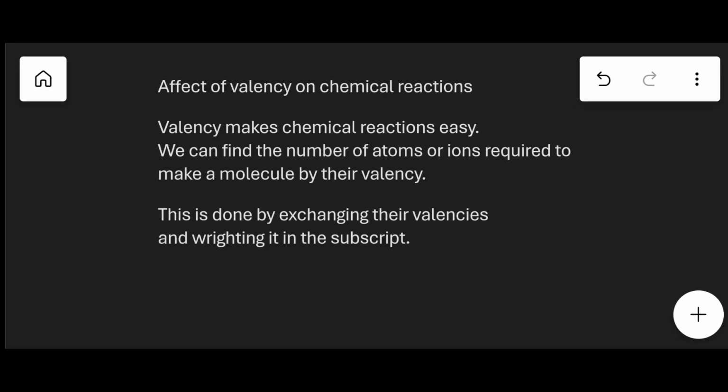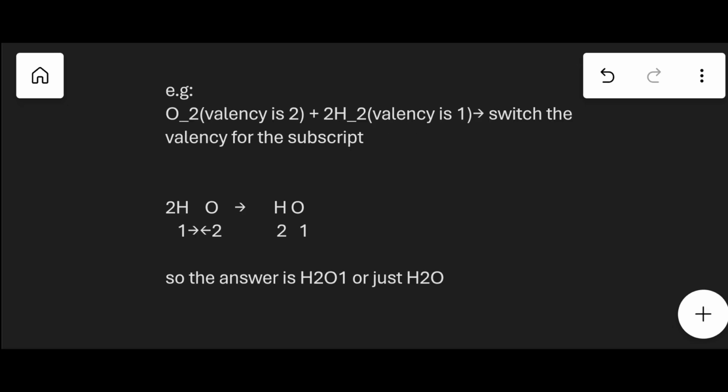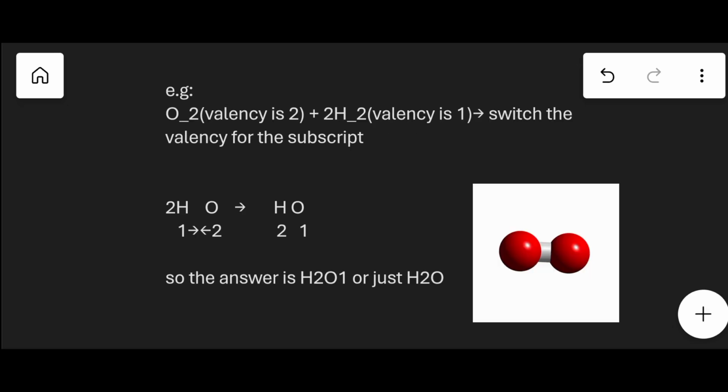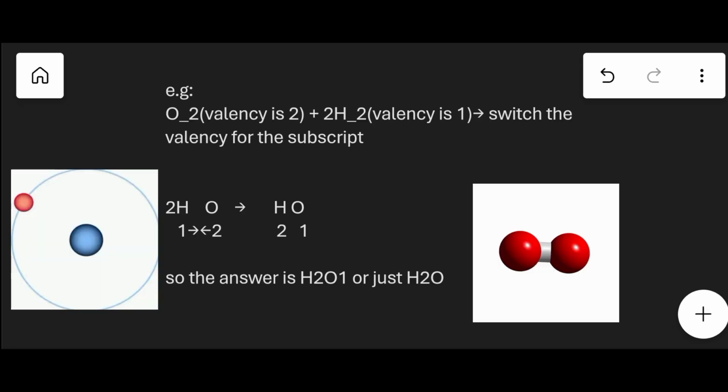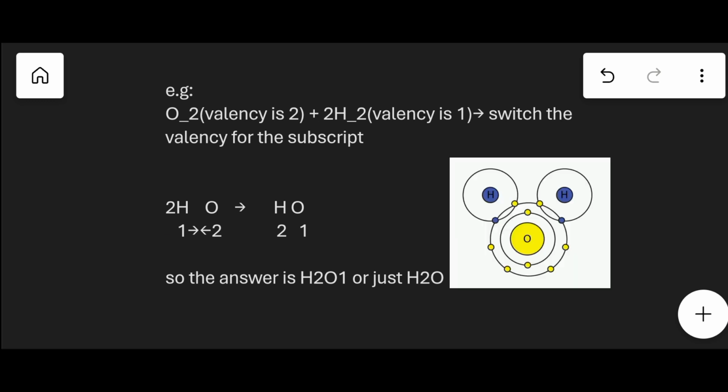Effect of valency on chemical reactions. Valency makes chemical reactions easy. We can find the number of atoms or ions required to make a molecule by their valency. This is done by exchanging their valencies and writing them as subscripts. Example: oxygen with a valency of 2 and hydrogen with a valency of 1 react together, switch the valencies for the subscript. Hydrogen with a valency of 1 and oxygen with a valency of 2 give H2O1.